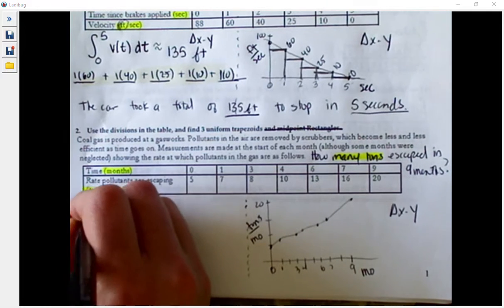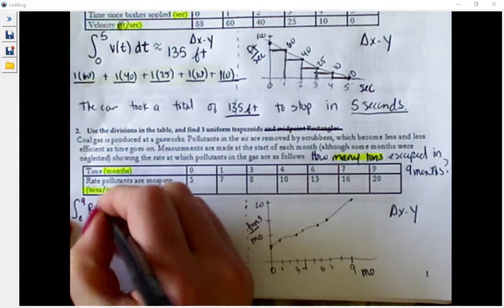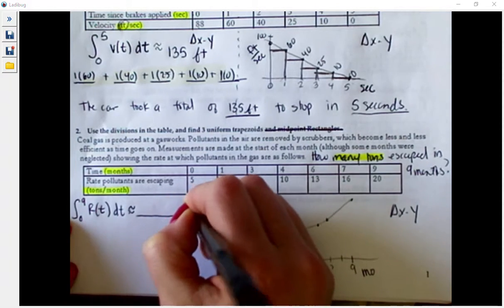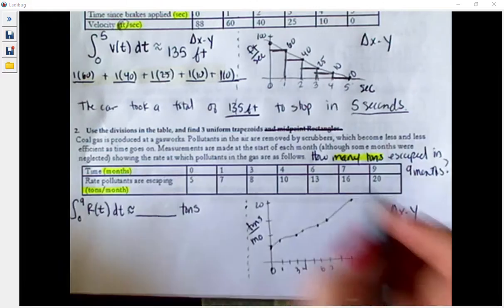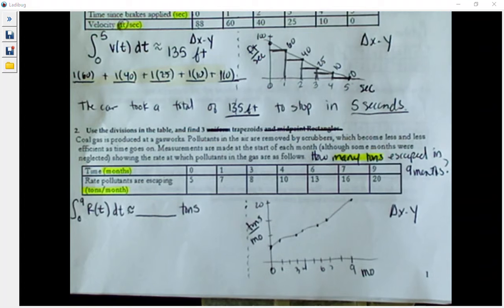So from 0 to 9, R of t, notice that is the rate, is approximately. I already know the answer is supposed to be tons. You shouldn't be guessing the answer. It's asking for it. Now I did say 3 uniform trapezoids. Now I'm going to delete the word uniform. I just want 3 trapezoids divided up with our data and divided as evenly as possible.